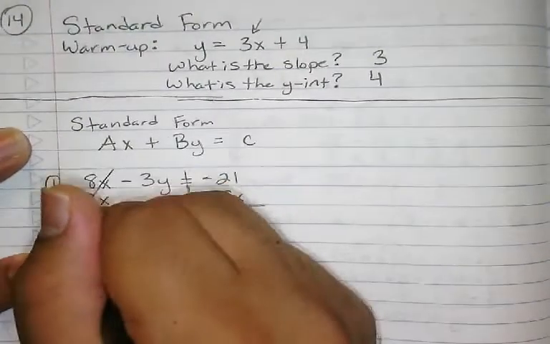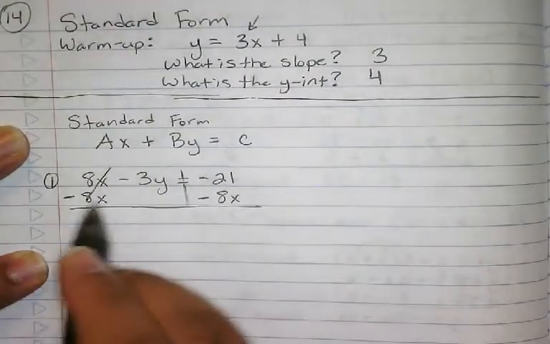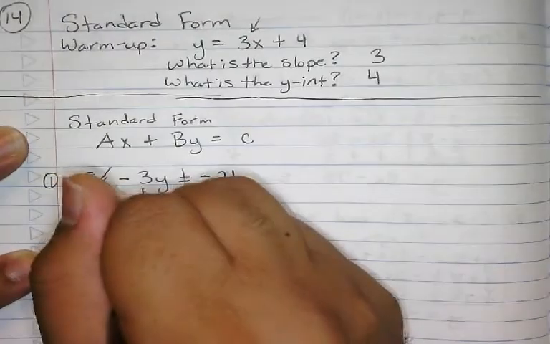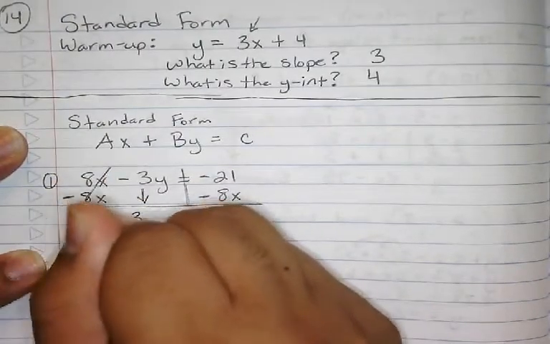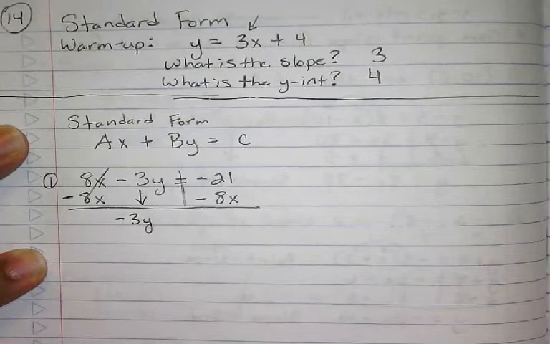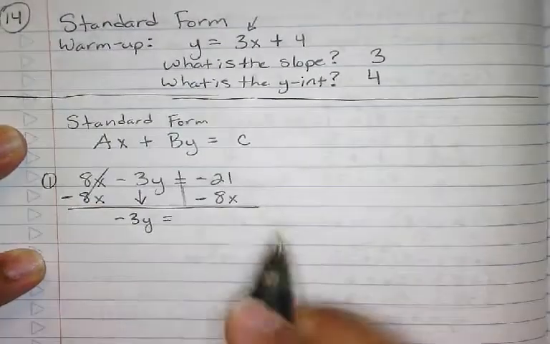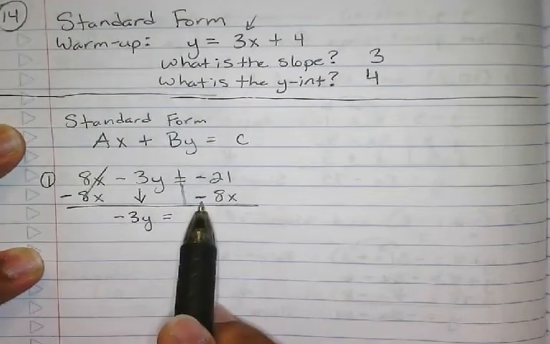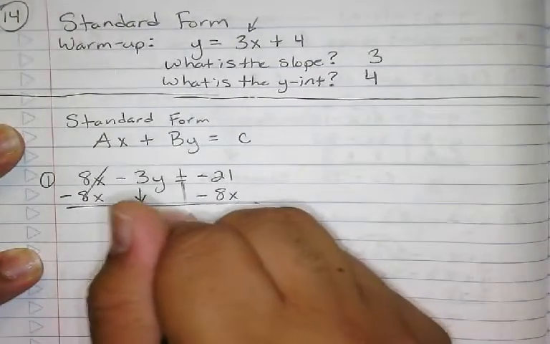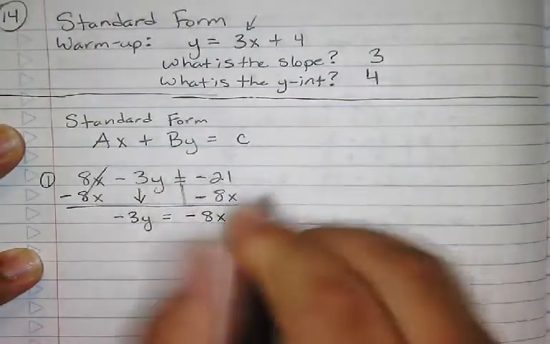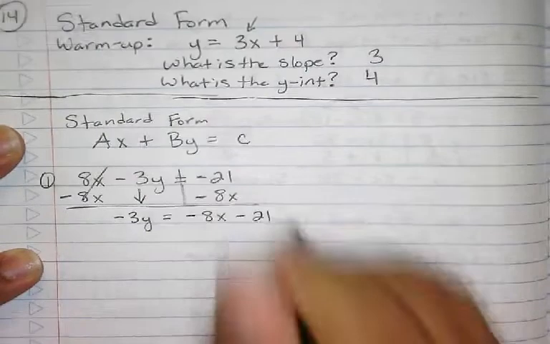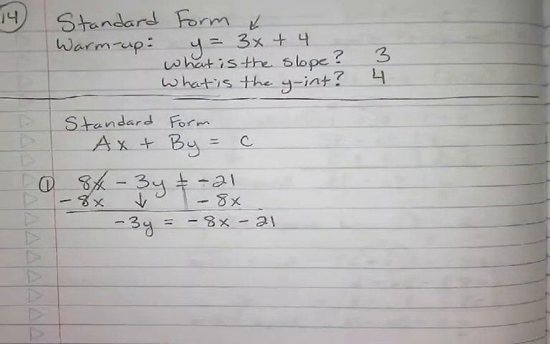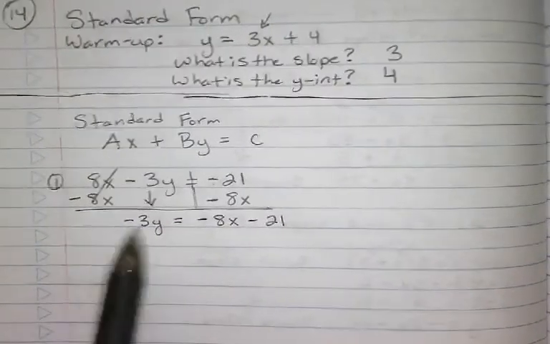So on this side, my 8x's cancel out, 8x minus 8x is 0. Negative 3y comes down, equals. I want to write the 8x first, so I'm going to write negative 8x minus 21, because it's still minus 21 on top. So this is where I'm at now.